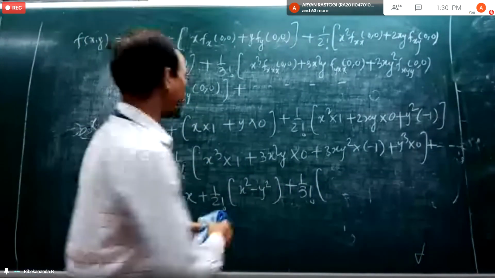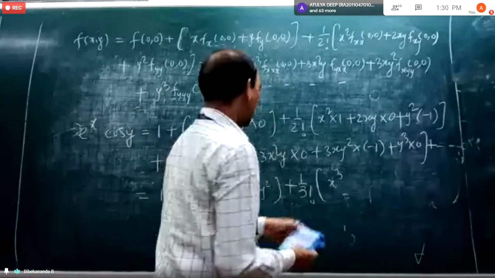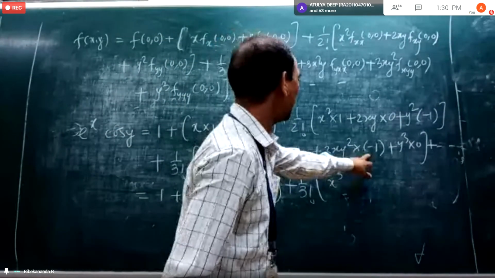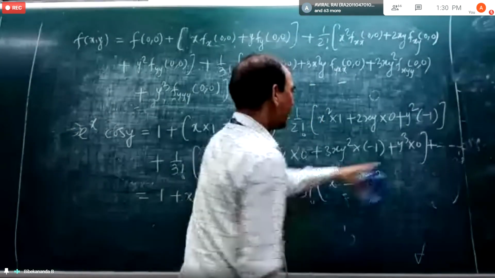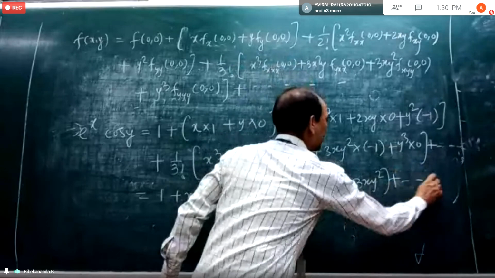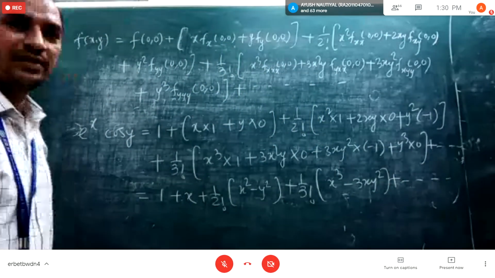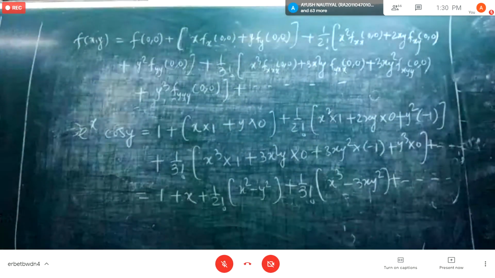This is x cube minus 3xy square, and this is 0. This will be minus 3xy square, and this will be 0. So after that, 0. So this is your answer. This is your answer. Okay.